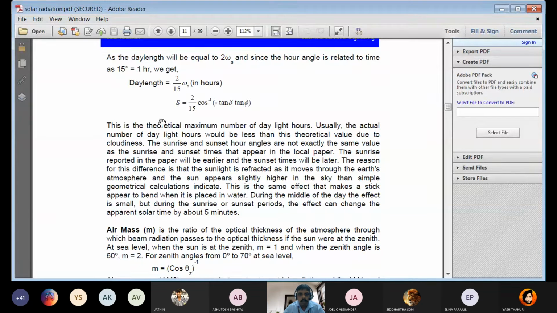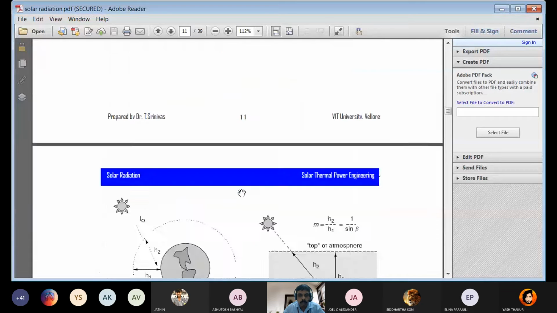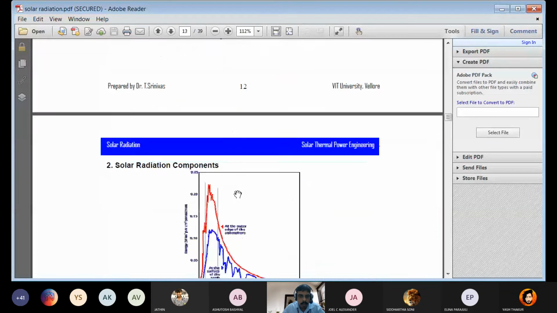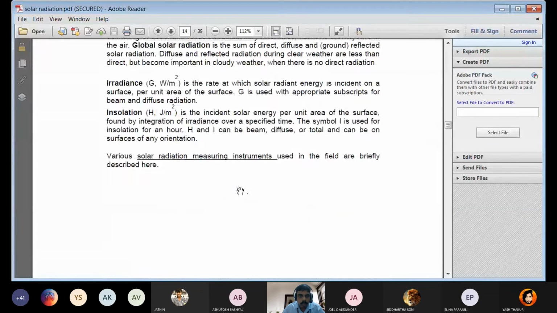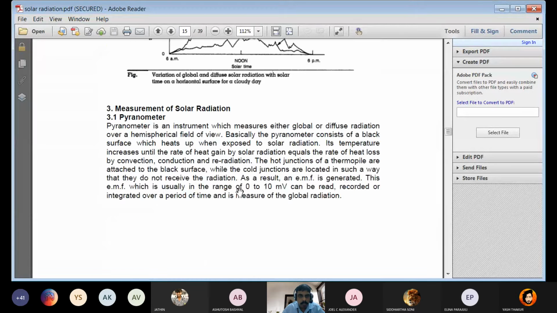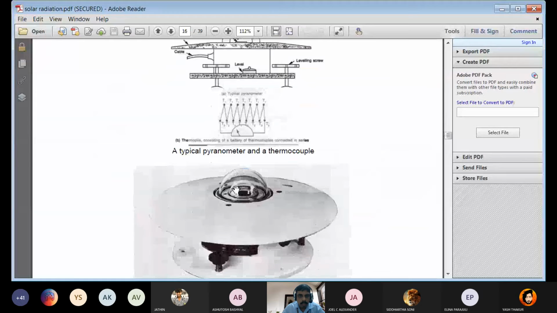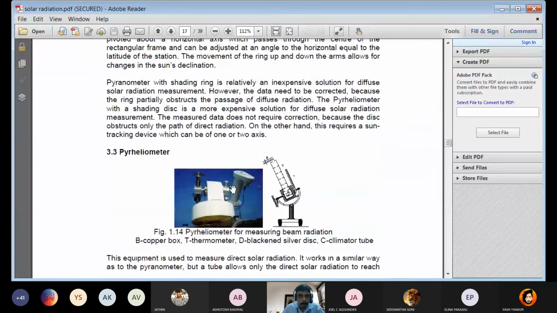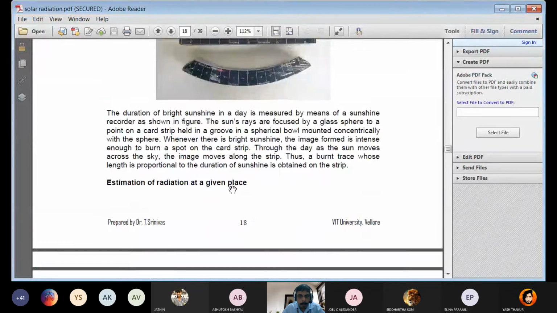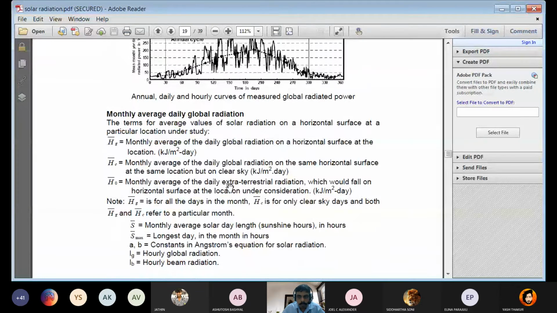So all the other variables we will get either through equations or from charts. Then you can calculate the monthly average global radiation. What is the unit? Kilojoule per meter square day. Right, kilojoule per meter square day.